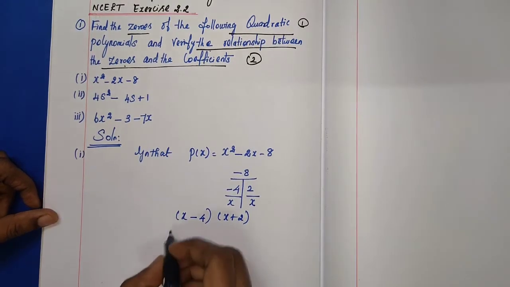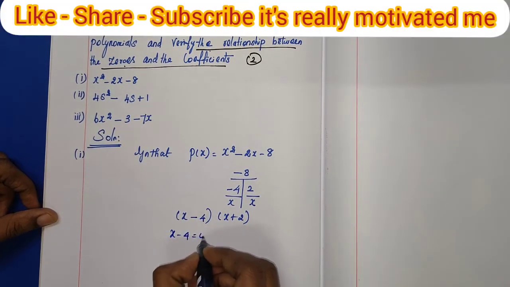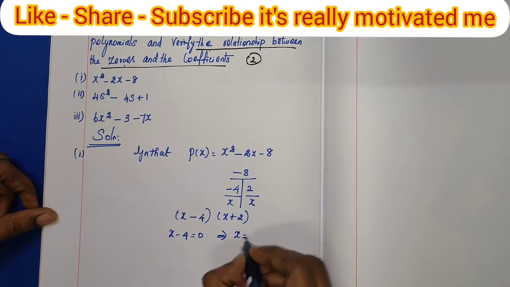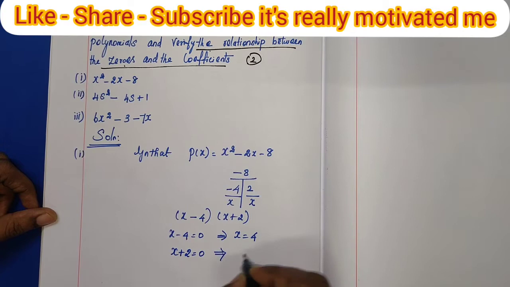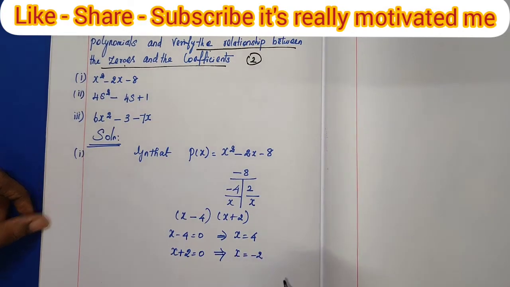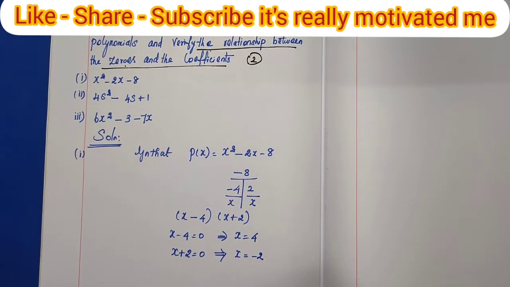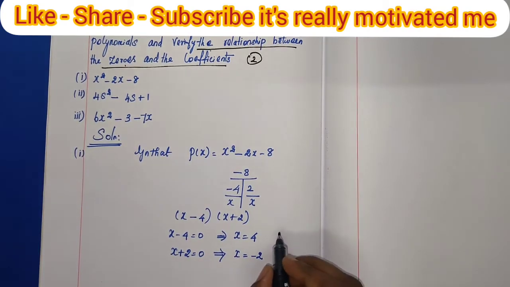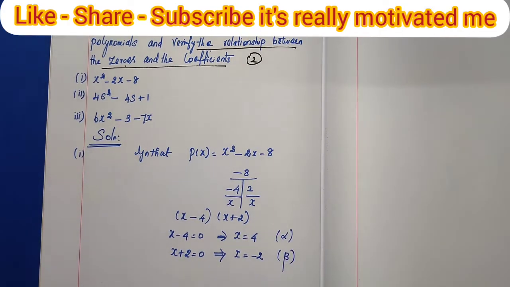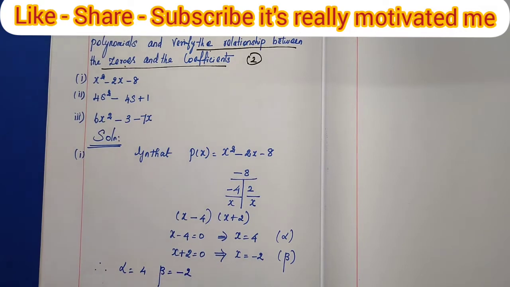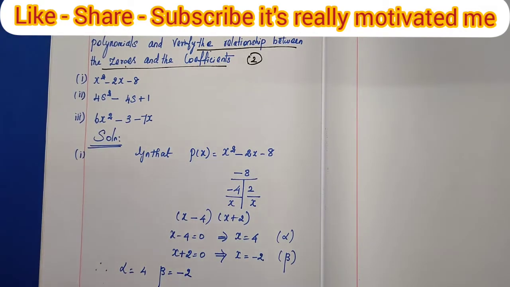Put each term equal to 0. x minus 4 equal to 0, so x is equal to 4. x plus 2 equal to 0, we get x is equal to minus 2. The first one we can take as alpha and the second one as beta. Therefore alpha is equal to 4, beta is equal to minus 2. So the zeros are calculated.